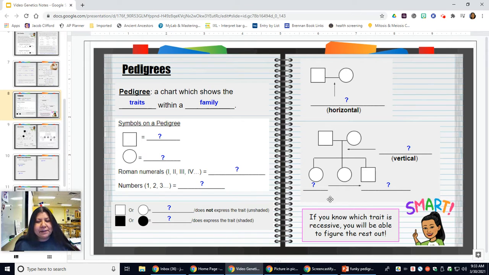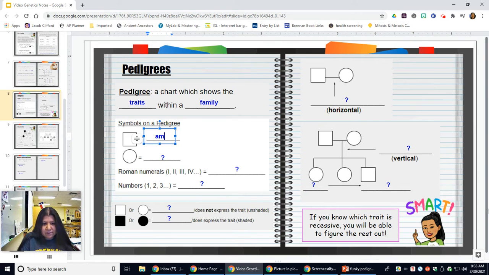All right, so basically when we're looking at this pedigree, we're going to see how the traits are passed down. So when we're looking at a pedigree, we also have particular symbols that are going to represent certain things. So I can have squares and I can have circles. So my squares are always males, and my circles are female.